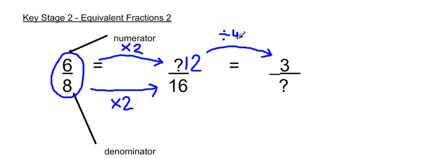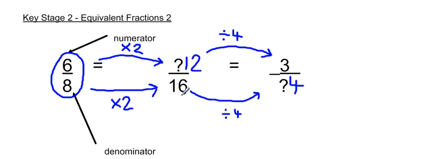So we've divided the top number, or the numerator, by 4. So we look at the denominator, or the bottom number, and we have to divide that by 4. So 16 divided by 4 gives the answer of 4. So we know that 3/4 is equivalent to 12/16.